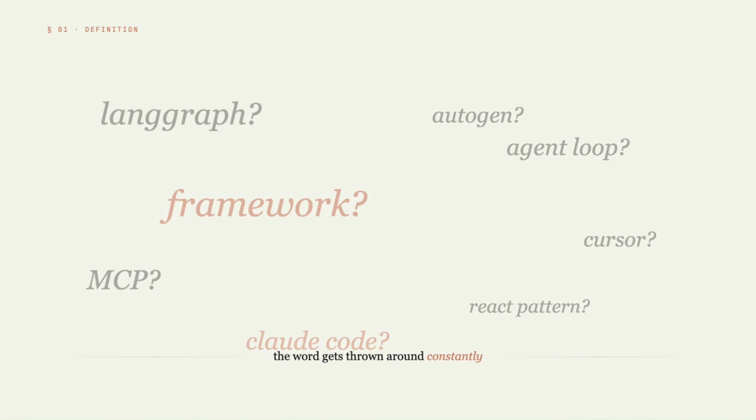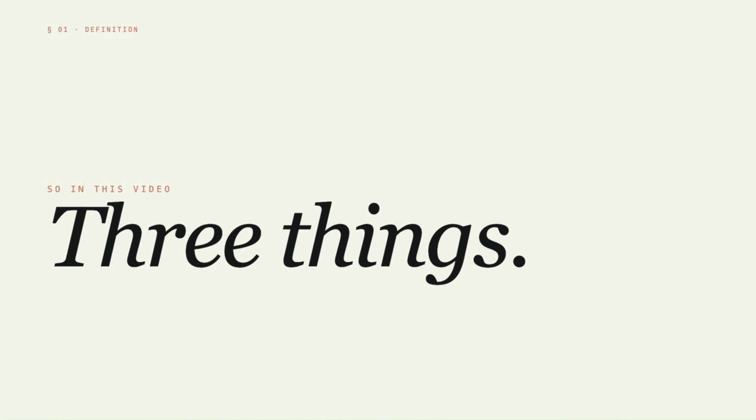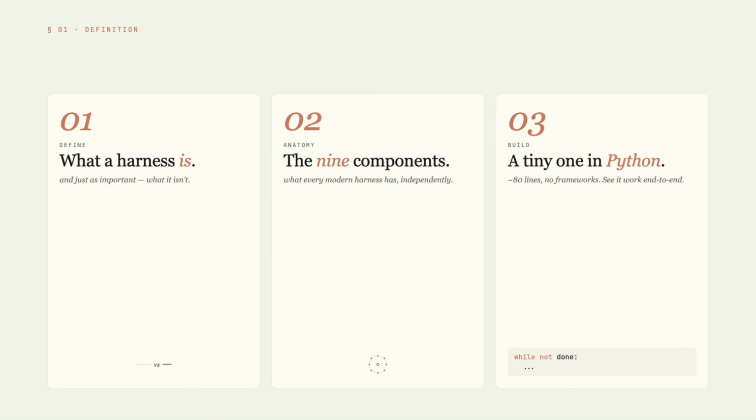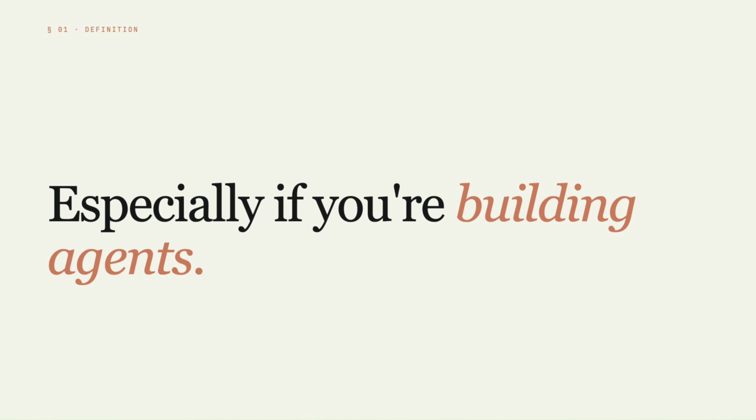So in this video, I want to do three things. First, define what a harness actually is, and just as importantly, what it's not. Then we will walk through 9 components that I think make a modern harness, and finally we will build a tiny one in Python so you can see exactly what is going on inside. This is going to be especially important for people who are thinking about building agents and harnesses.